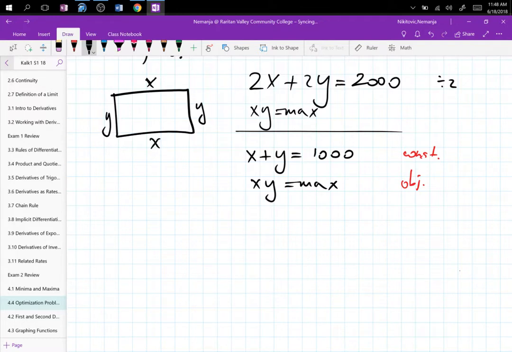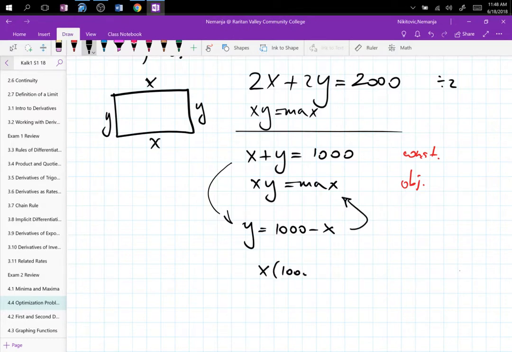Solve the constraint for one of the variables. So y equals 1,000 minus x. And then plug into the objective equation. So we have x times (1,000 minus x) is equal to a max. And you see that this is the same problem like the one with numbers. Over there I said two numbers should add to 18 and the product should be maximum. Over here I'm adding two numbers to 1,000 with the maximum product, with maximum area.